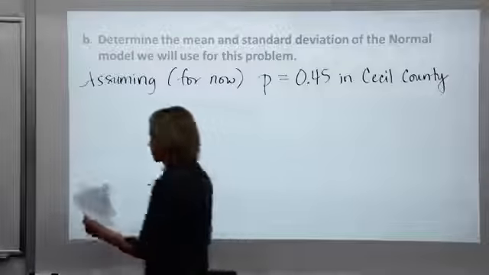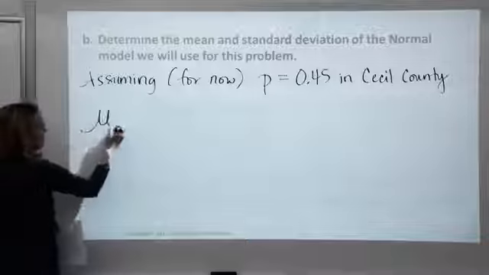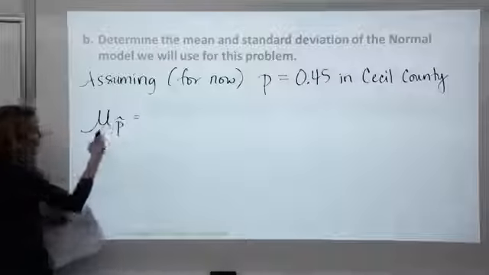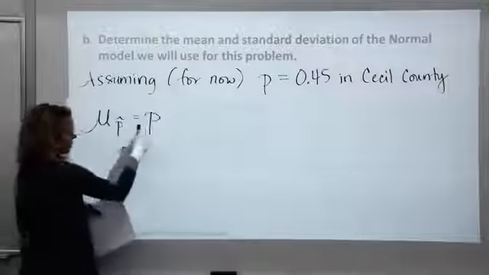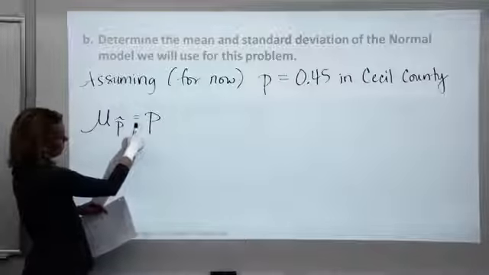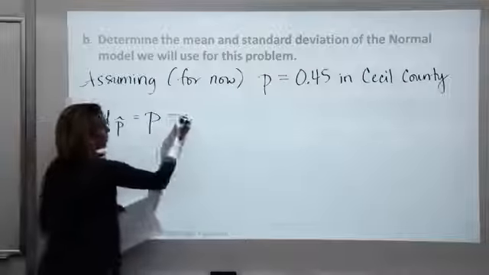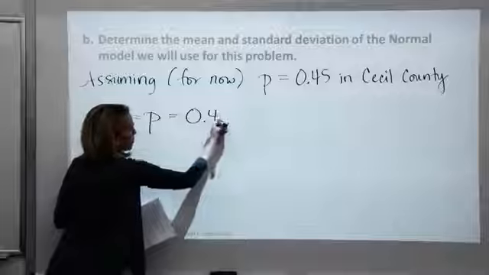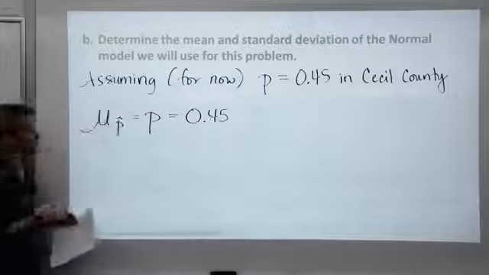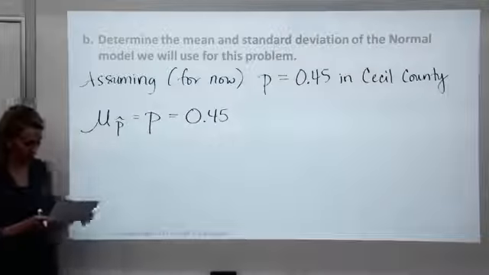And making that assumption, the mean of the sample proportion is the same as the assumed population proportion, which here is going to be 0.45. So we know where the normal model will be centered.